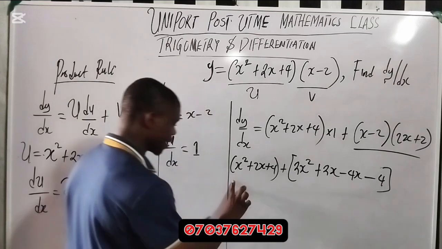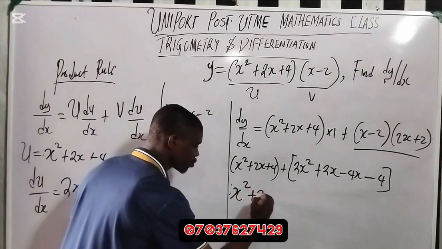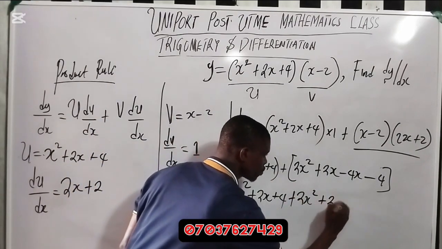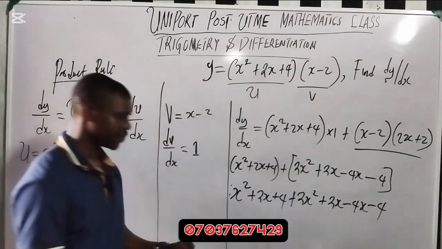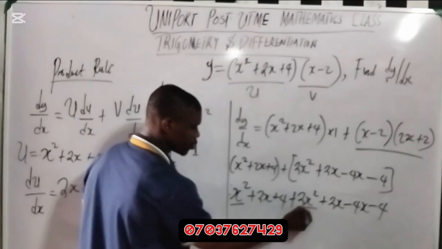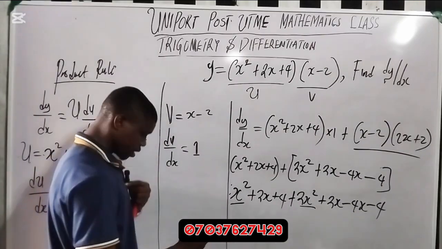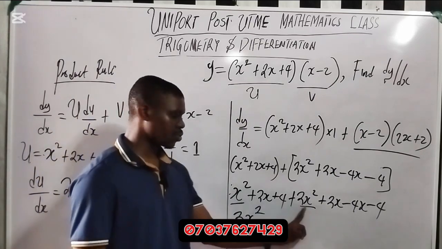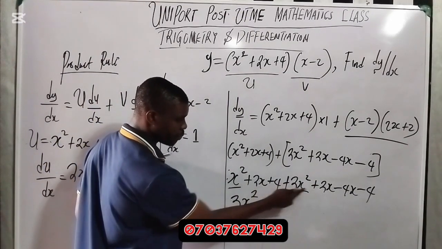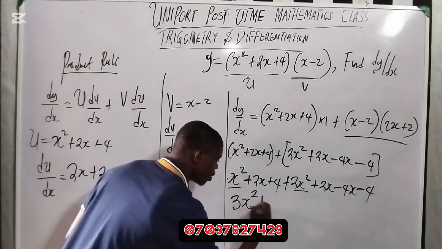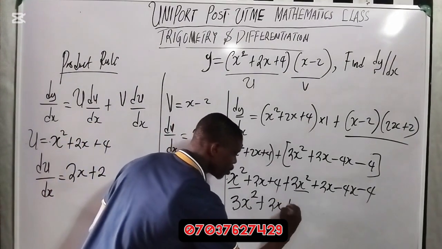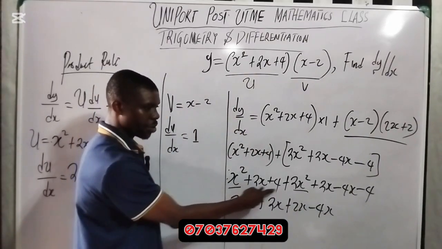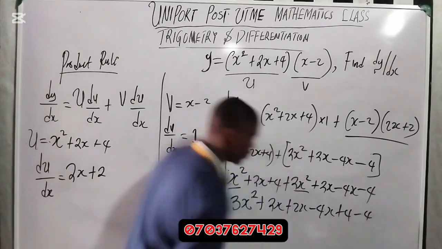So let's open the bracket. If you open the bracket, here we have x squared plus 2x plus 4, plus 2x squared plus 2x minus 4x minus 4, right? So x squared plus 2x squared, here we have 3x squared. Then 2x plus 2x minus 4x. It's okay. Then plus 4 minus 4. It's okay.